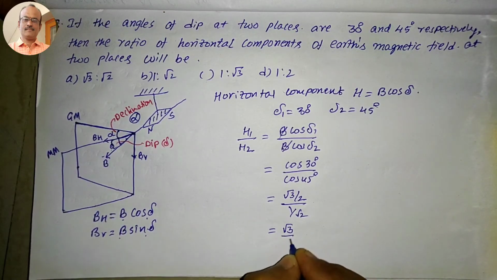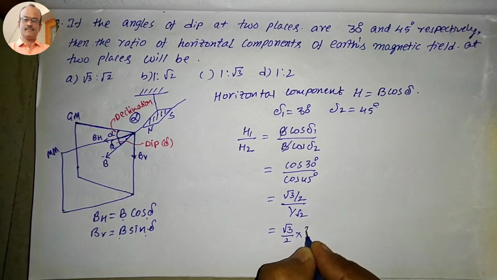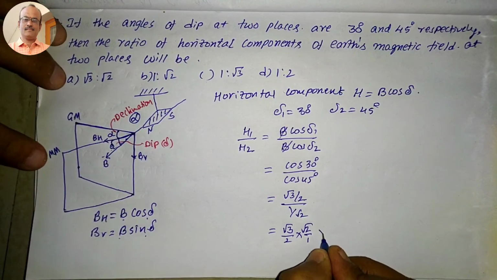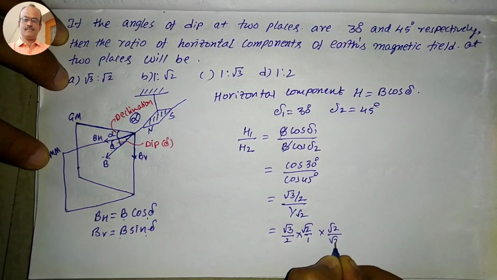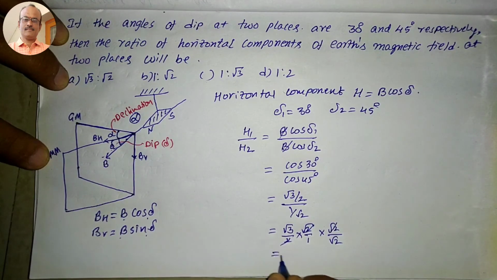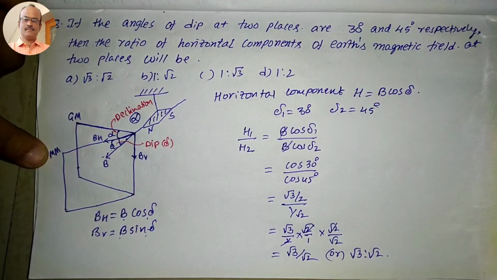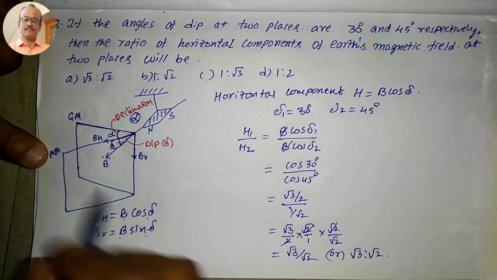Root 3 by 2 into root 2 by 1. So that means what happens in this case? Now here, rationalization. Root 2 multiplied with root 2, the root 2 with 2 cancel. The remaining is root 3 by root 2, or otherwise root 3 is to root 2. Which option is correct here? Option A is correct.